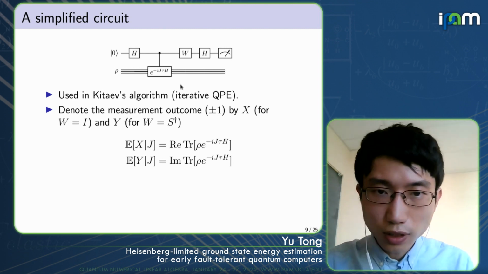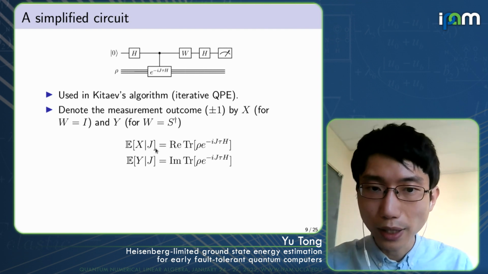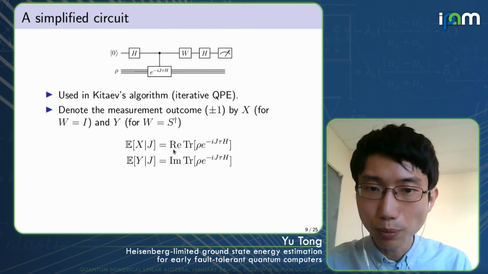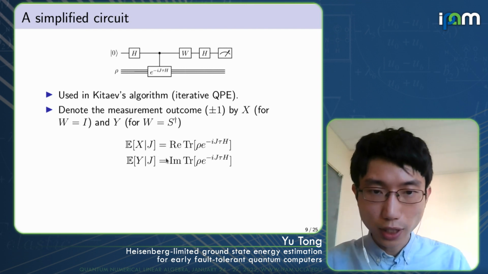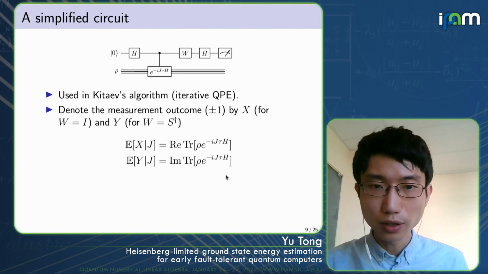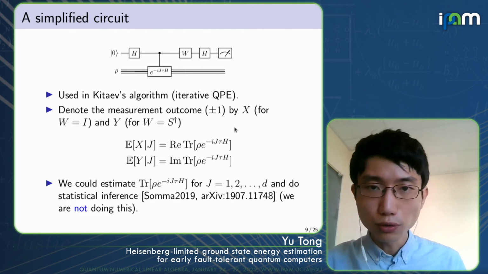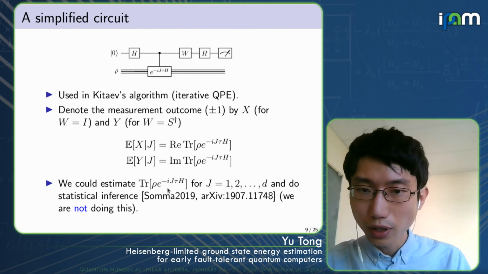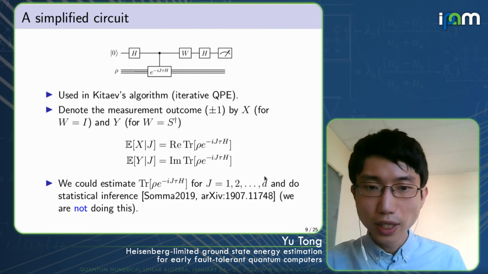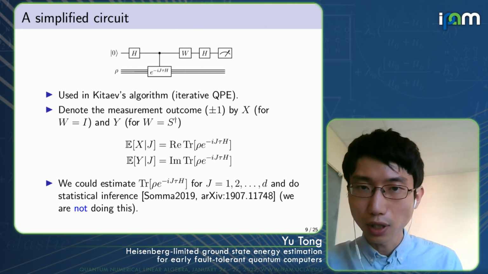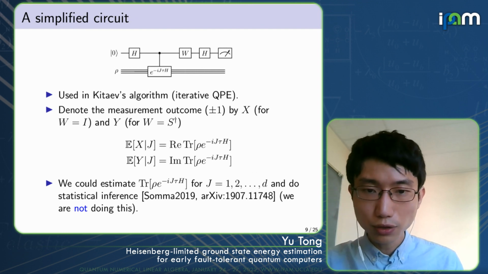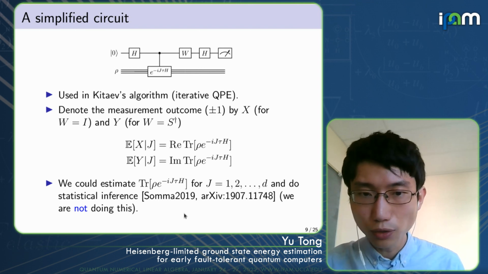Conditional on J being chosen as some fixed value, the expectation value of X will be the real part of the expectation value of this unitary. The rho here is the initial guess we have. And conditional on J, the expectation value of Y will be the imaginary part. So one thing we can do is just Monte Carlo sampling and estimate all these quantities for J equal to 1, 2, 3, all the way to D. With this data, we can do statistical inference, and this will give us a ground state energy estimate. This was done in a 2019 paper by Somma.